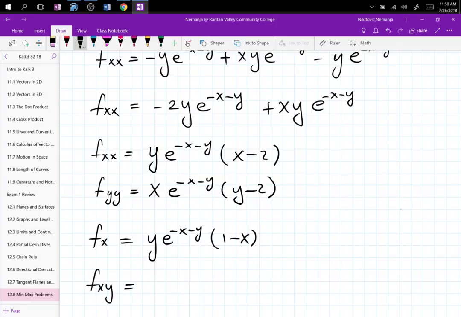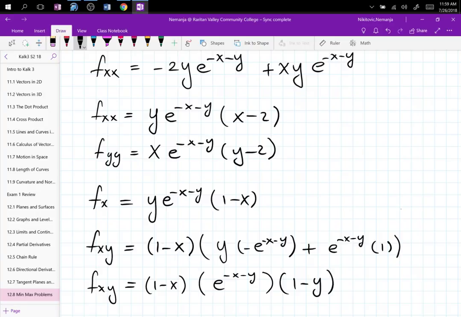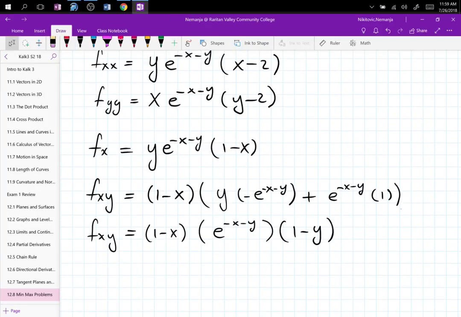So fxy, copy the constant, that's 1 minus x, times, and now we do the product rule. Copy first, derivative of the second, plus copy second, times derivative of the first. There we go. Now fix this. We have 1 minus x times, in parentheses, we can factor out e to the negative x negative y. And when I factor that, I get 1 minus y. And that's that.